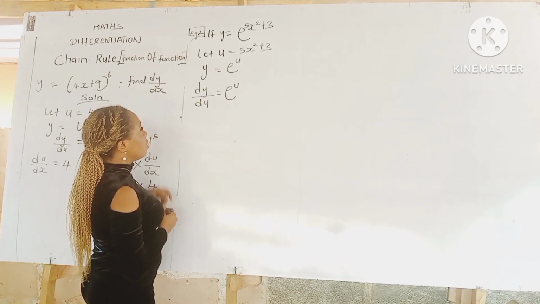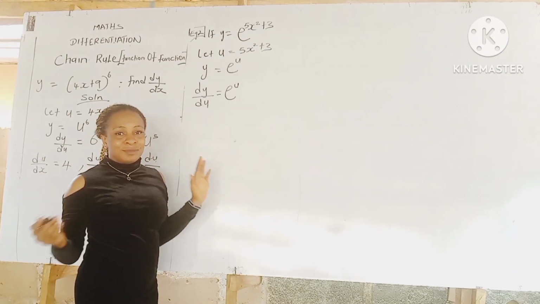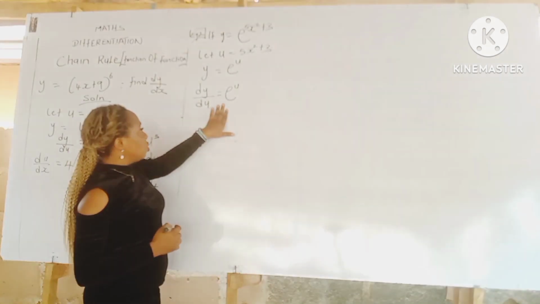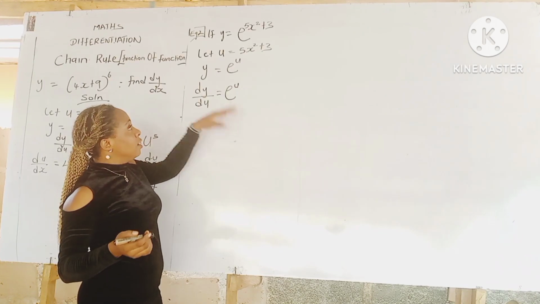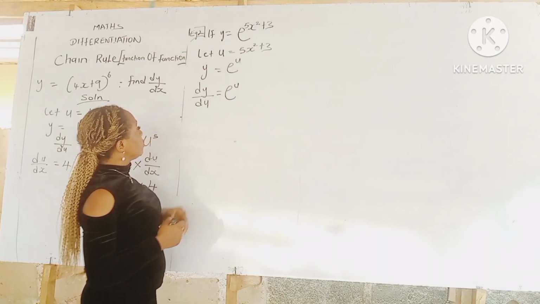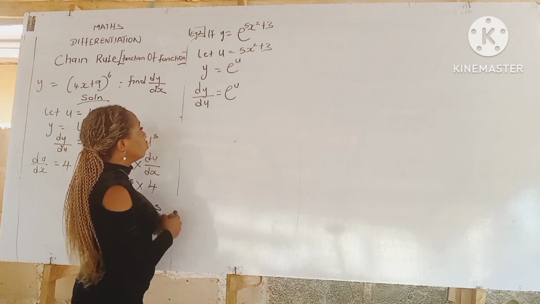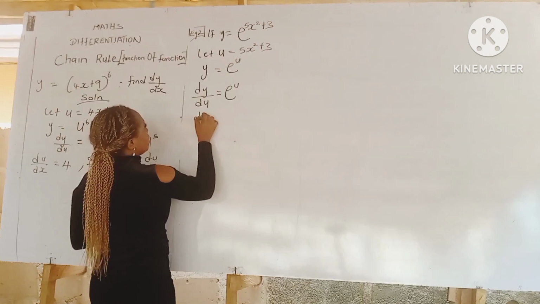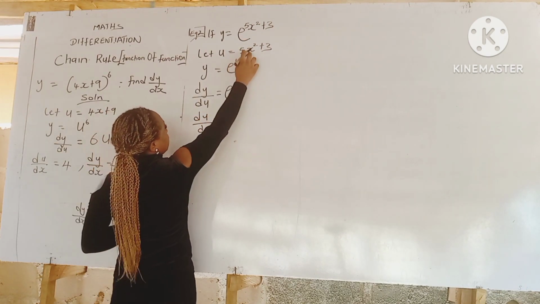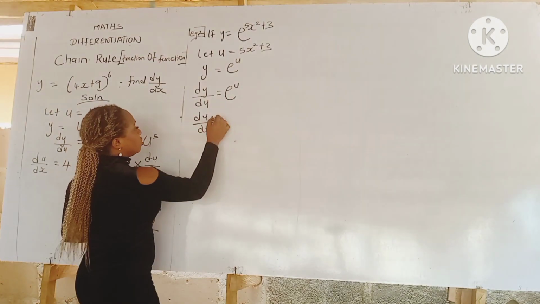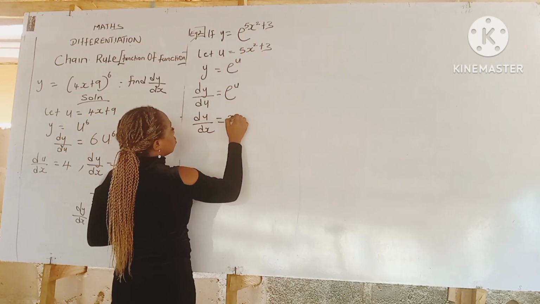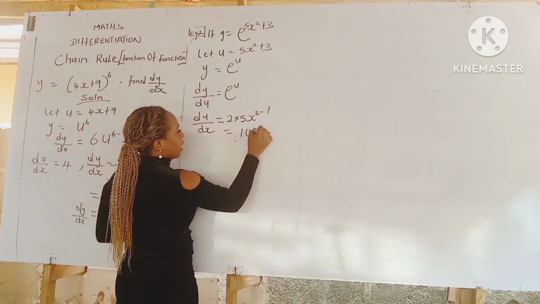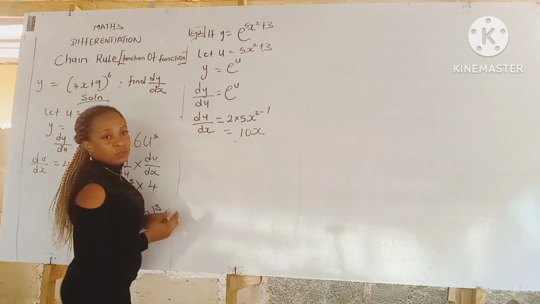This is the differentiation of this, where there are some standard derivatives that you need to know. I'll give it in one of my videos. So this is one of the standard derivatives of exponential function. So coming to this one, you say du over dx. Let's differentiate with respect to our x. So we have 2 times 5x raised to power 2 minus 1. So we have 10x. That is du over dx.